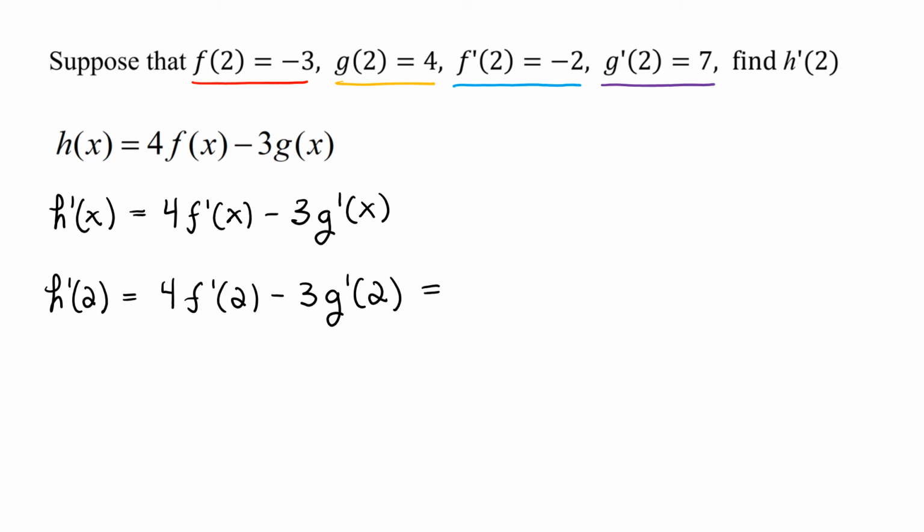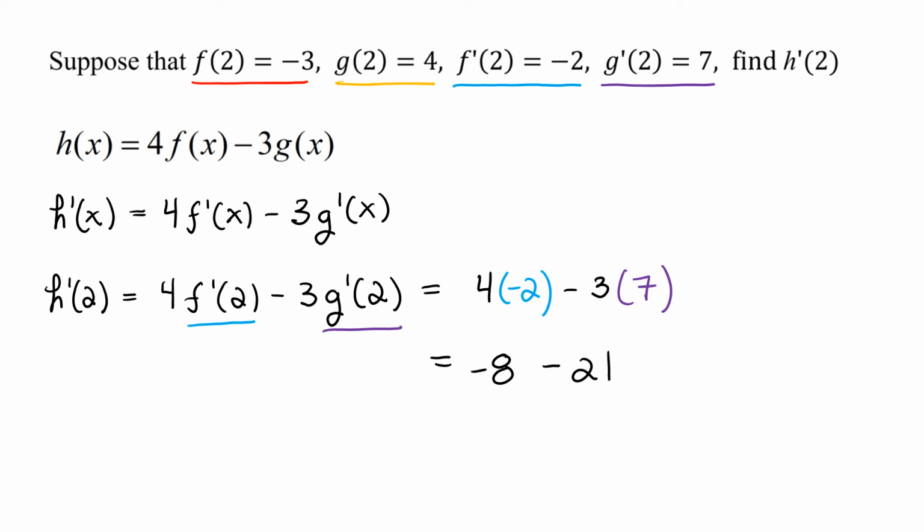which will be equal to, well, let's see, f prime of 2 is -2, and that looks too much like division, so I'll just underline, and g prime of 2 is equal to 7, so we have 4 times -2 minus 3 times 7, so that's equal to -8 minus 21, which is equal to -29. And that is h prime of 2.